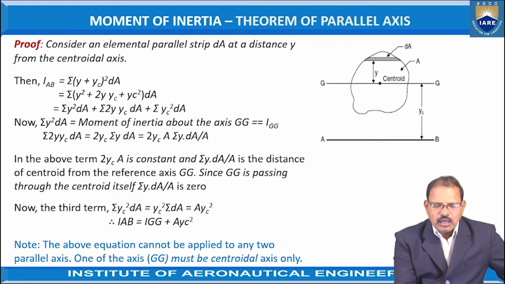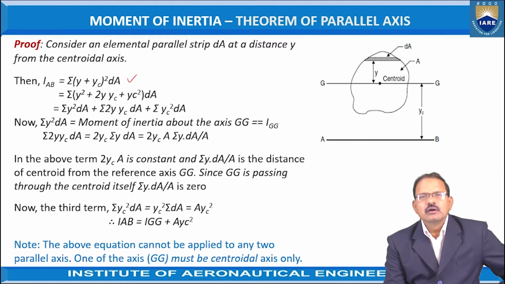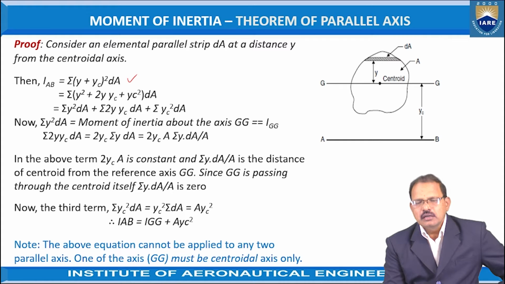Again on simplification, we get (y plus yc) whole square is equal to y square plus 2y yc plus yc square, into dA, or sigma y square dA plus sigma of 2y yc dA plus sigma yc square dA.